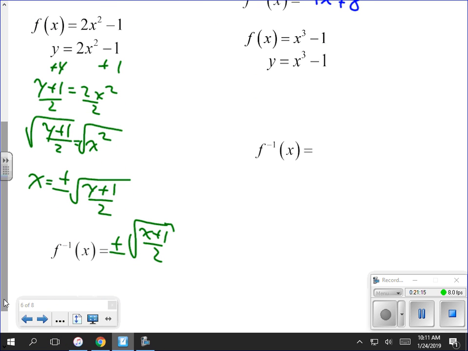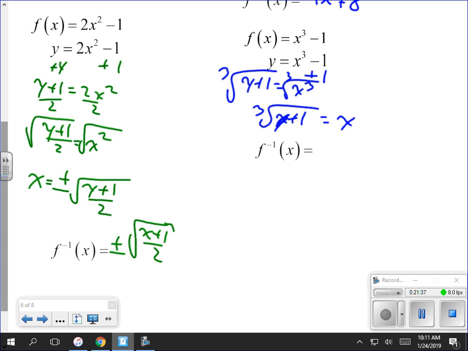Back to here. And this last one is actually even easier. Add 1 to both sides, and I get y plus 1 equals x cubed. Take the cube root of both sides, and I get the cube root of y plus 1 equals x. So f inverse is the cube root of x plus 1.